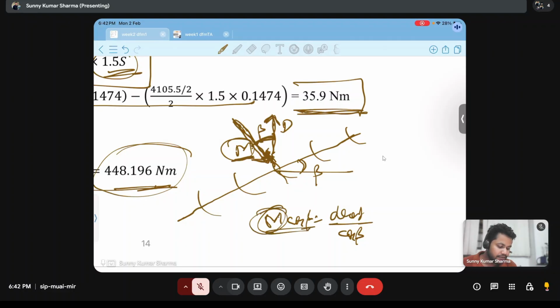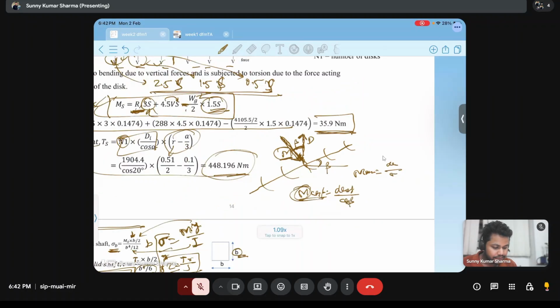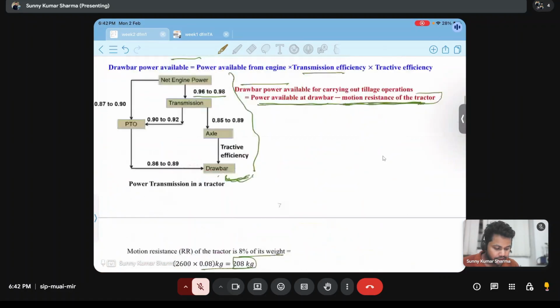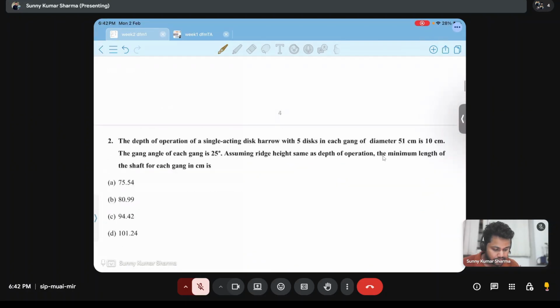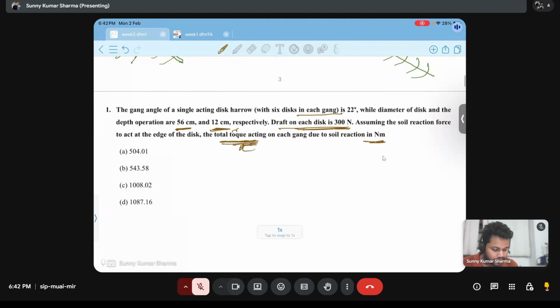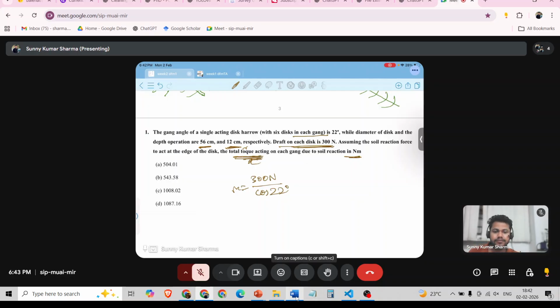So what will be that moment? Moment will be equal to draft by cos beta. So what is draft here? 300 Newton. 300 Newton by cos beta. Beta is 22 degree, that is the gang angle. This will be the moment force. First do this.